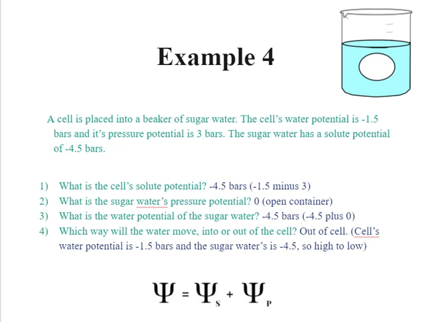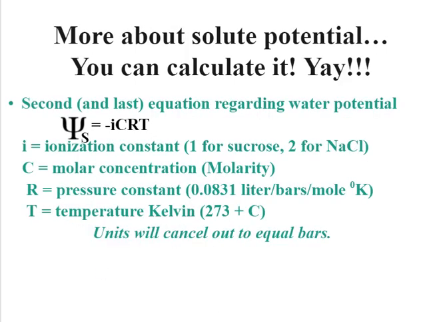One last equation for you, and it has to do with this value right here, the psi with an S, solute potential. You can calculate it, right? Just what you always hoped for. And this is also on your AP Bio equation sheet, and the solute potential is negative iCRT. Whoa. So i is an ionization constant. It's going to be either 1 for sucrose or 2 for salt. You'll be told that. Those are like the only 2 things that you're given.